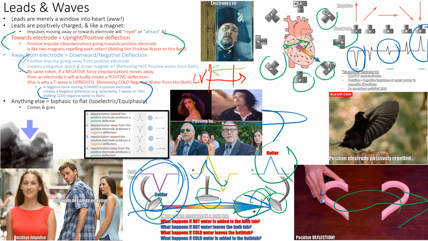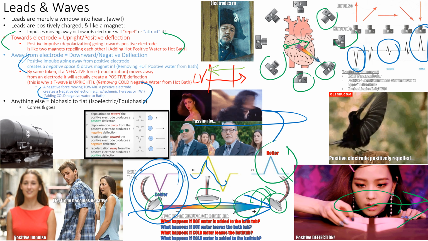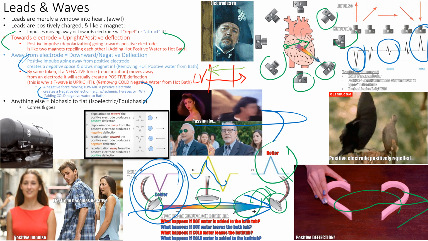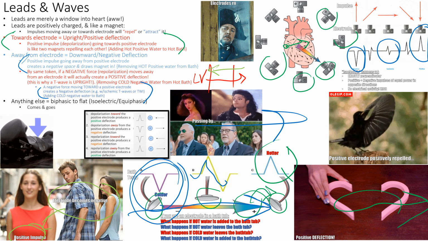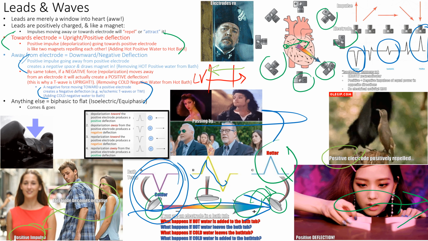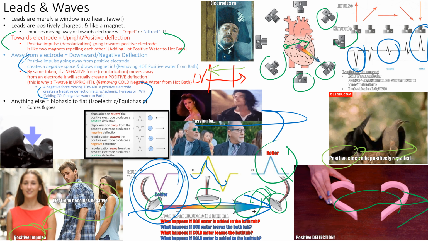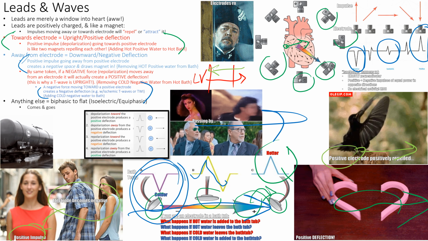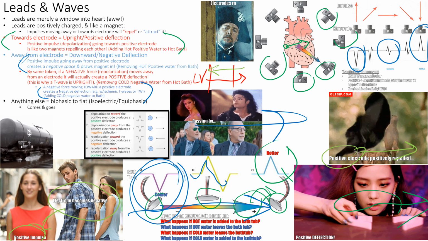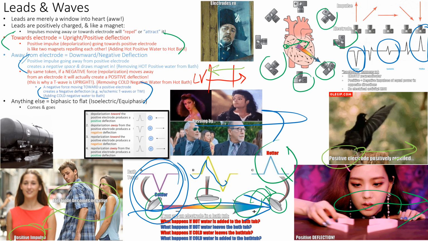All right, so anything else, though, is going to be biphasic. It just comes and goes. Okay, so if you have a positive impulse going away from an electrode, it's going to become negative, right? And a positive electrode is positively repelled. It's like, that's too much energy right now. I cannot deal with this. I need more coffee, right? That's a repelling. That's a positive impulse going towards that electrode.